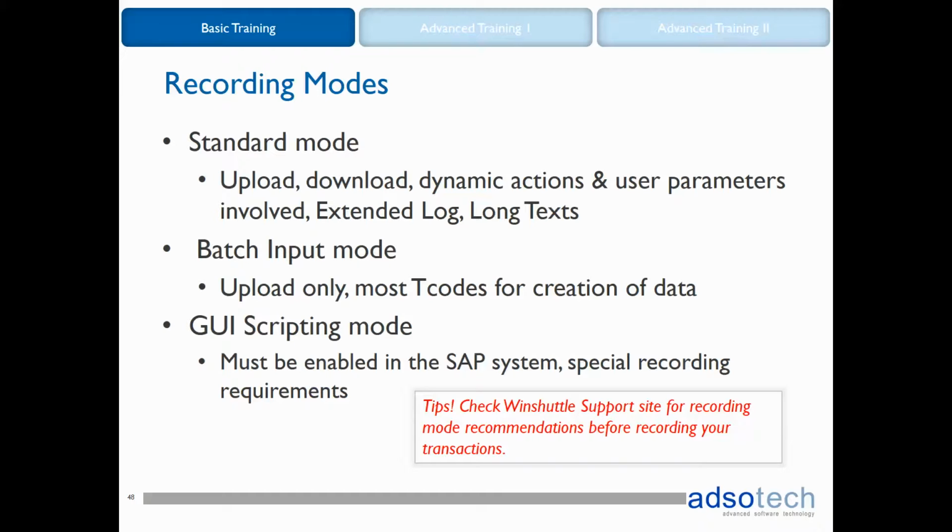The reason to use batch mode, for instance, could be as simple as the SAP transaction working better and faster compared to a matching script done in standard mode. With batch mode, though, only upload to SAP is possible. GUI scripting is not really recommended, as the scripts will be more unstable and slower in execution. However, some script requirements cannot be met with the other recording modes, and therefore we sometimes use GUI scripting. This mode needs to be enabled in the SAP system, as well as per user.